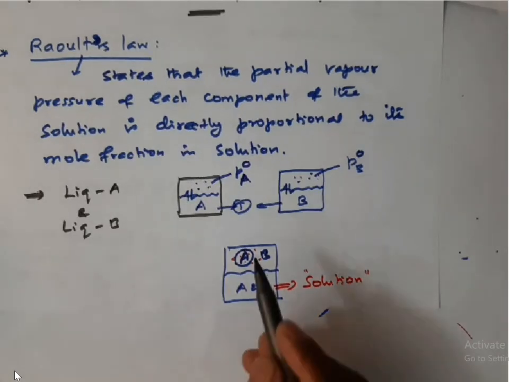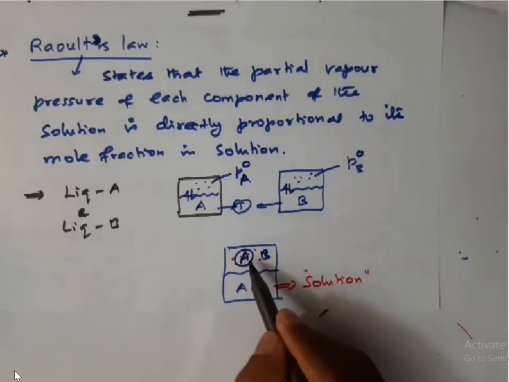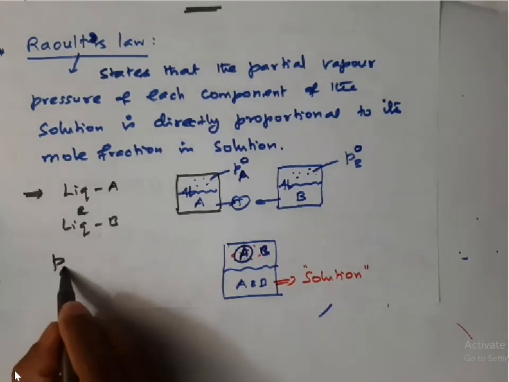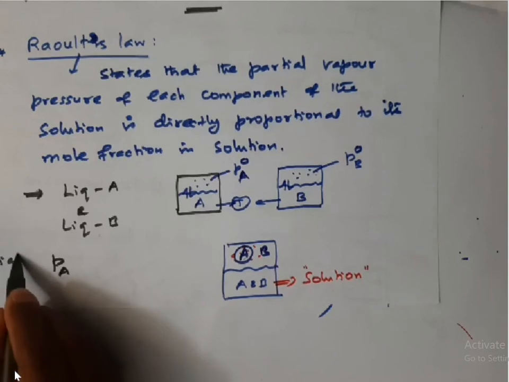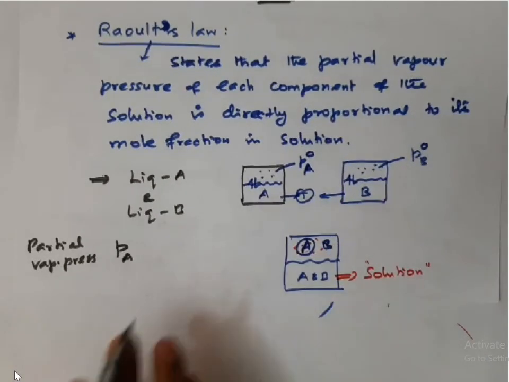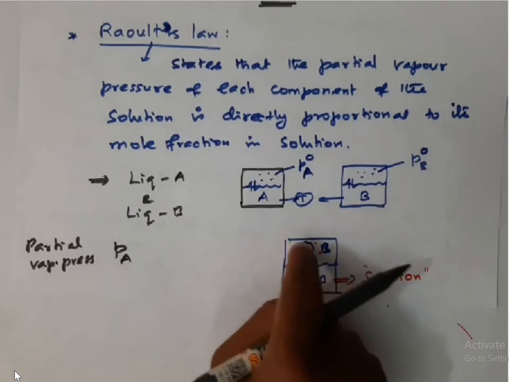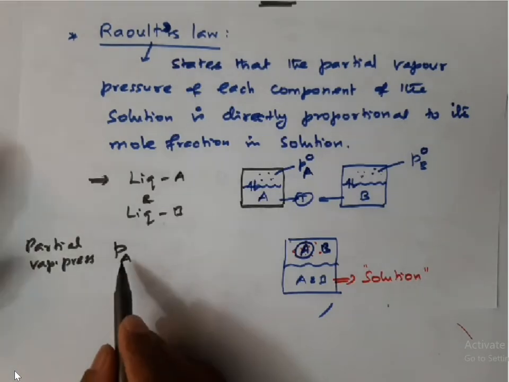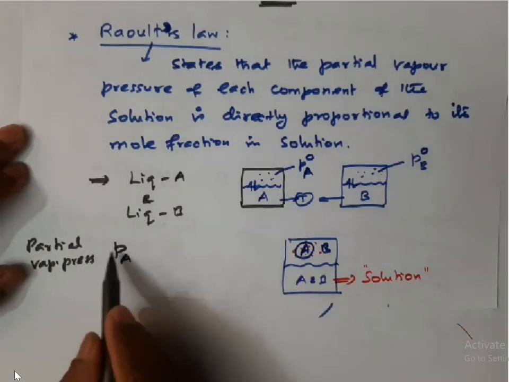What Raoult's law says is that now I have a mixture in the vapor, a mixture of A and B. In this mixture, what is the pressure exerted by A alone? We call it the partial pressure of A, the partial vapor pressure of liquid A. Why am I calling it partial vapor pressure? Because it is not pure now. I have a mixture. Whenever you have a mixture of gases, the pressure exerted by each gas should be called partial vapor pressure. So the partial vapor pressure of A here is PA.